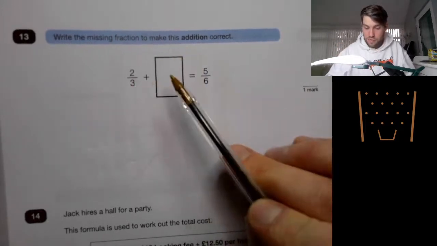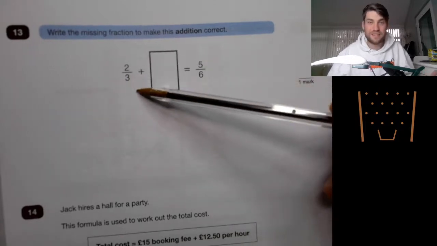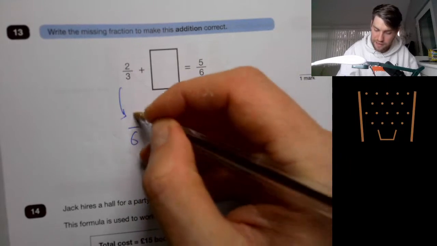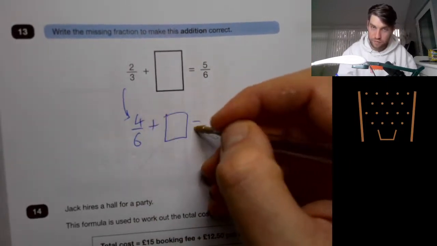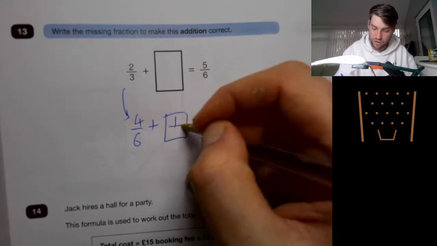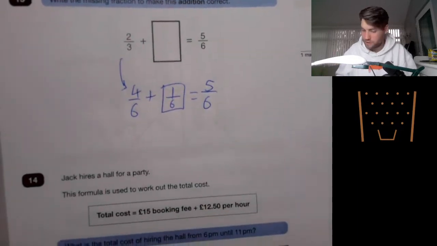Right, 2/3 plus something is 5/6. It's going to be easier if you convert that to sixths first, okay? So 2/3 is the same as 4/6. So you're thinking 4/6 plus something equals 5/6. So I can see there it's going to be 1/6, isn't it? Yeah. We've got to do that conversion first to help you see it.